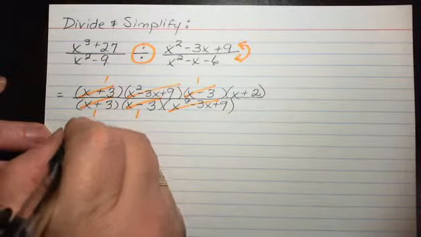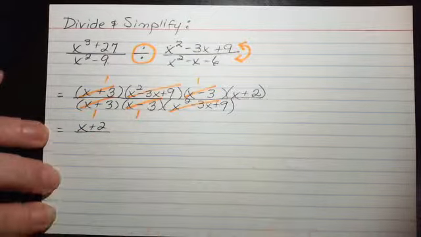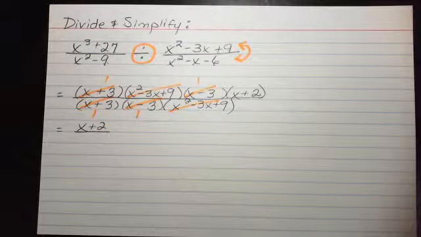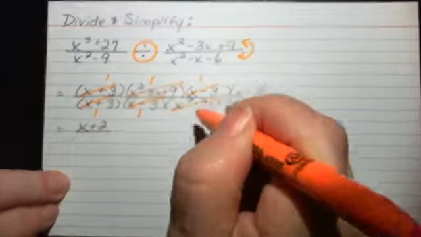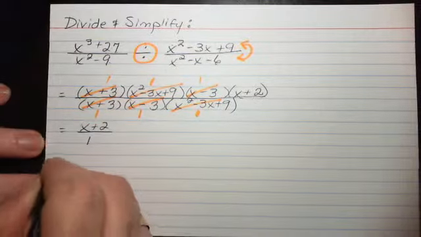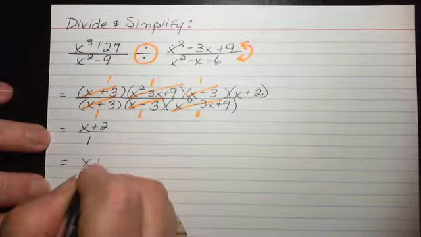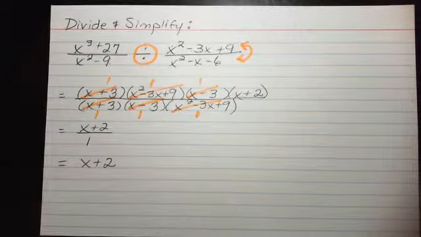And so we have x plus 2 in the numerator, all 1's in the denominator, don't we? These were factors of 1. Only 1's in the denominator. And to simplify that, we wouldn't write a denominator of 1. We would simply write the x plus 2.